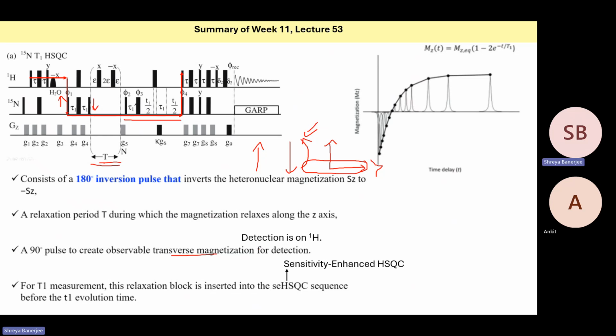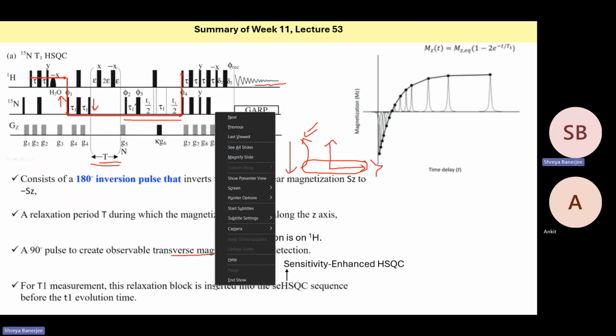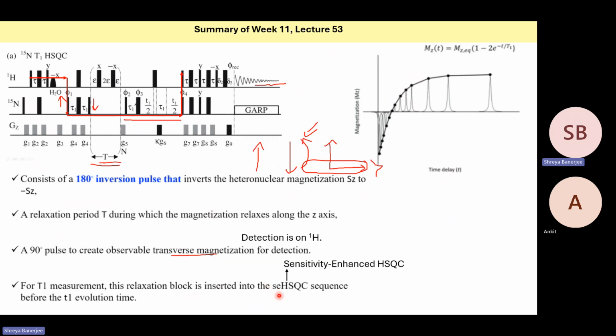So in INEPT, there was a transfer from 1H to 15N. Here a reverse INEPT is done so that from 15N it goes back to 1H and you can detect the FID on the 1H. For T1 measurement, this relaxation block is inserted into the sensitivity enhanced HSQC sequence before the t1 evolution time. So again, we don't need to understand the meaning of each of these words. What you can just remember is that there are certain sequences inserted here which allow this.